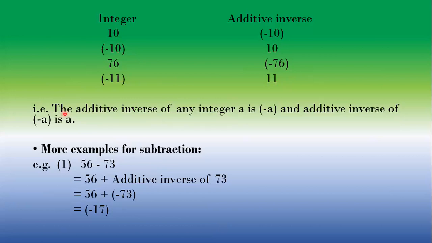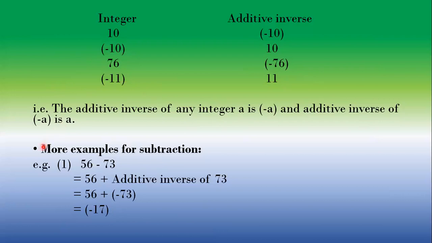That means the additive inverse of any integer a is minus a, and the additive inverse of minus a is a. That means if the integer is positive, the additive inverse will be negative. And if the integer is negative, the additive inverse will be positive.